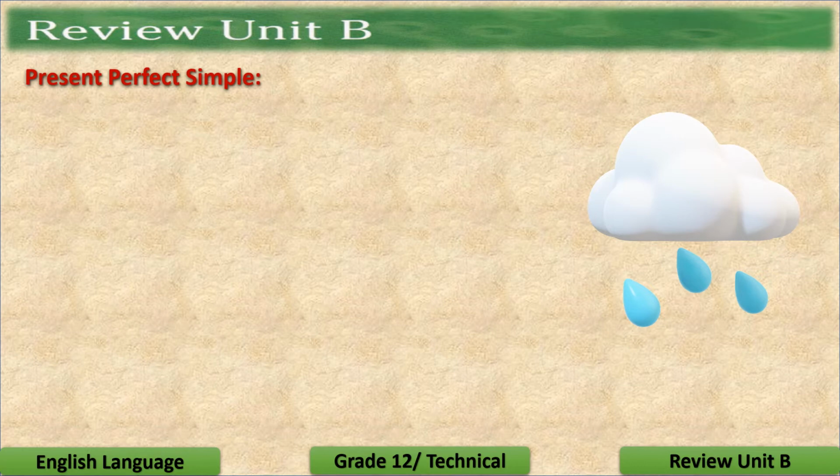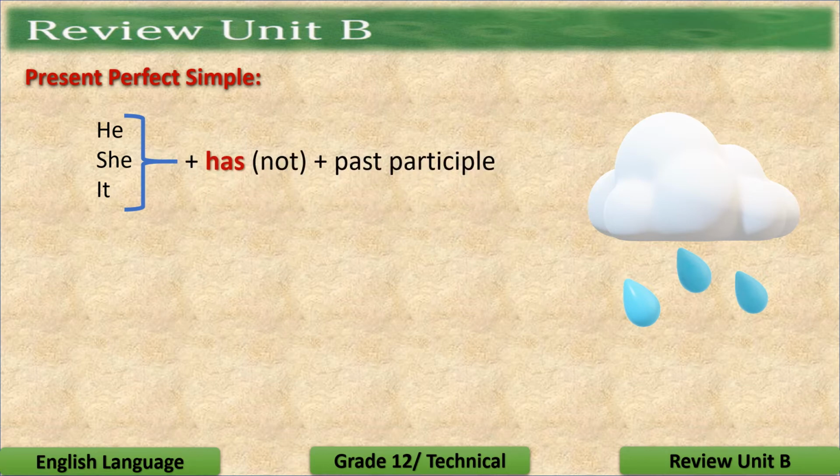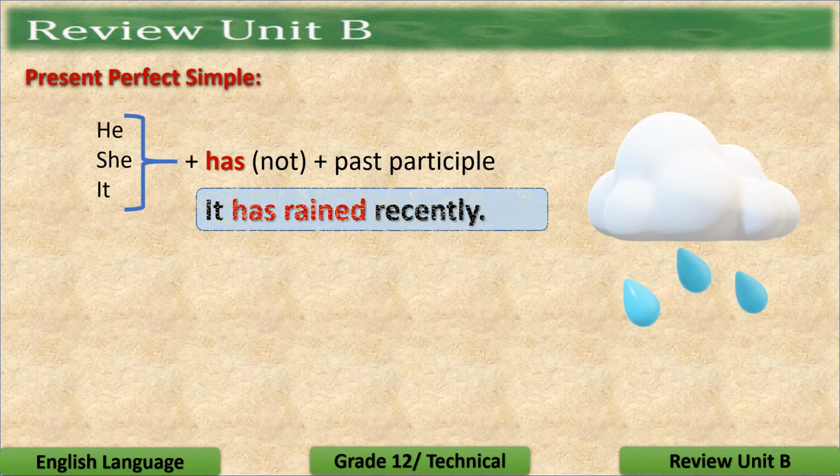We will begin now with the present perfect simple, and as you know, the present perfect simple means we have to use has or have plus the past participle. So in the case of singular pronouns or singular nouns, we use has, and in the negative we use has not, followed by the past participle. Like the example, it has rained recently.